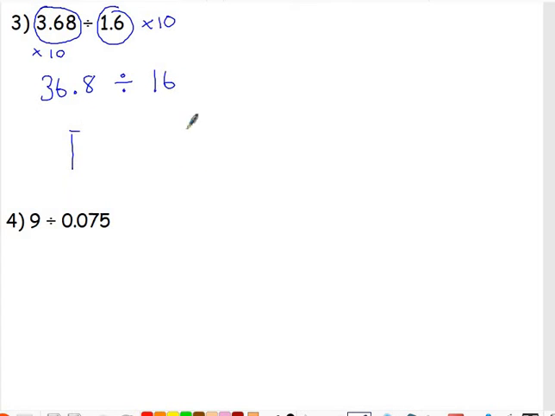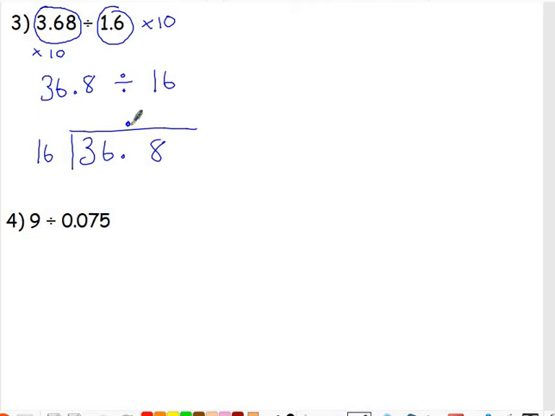Moving on to our next example. 3.68 divided by 1.6. Looking at our decimal here, this time we need to times it by 10 to make it a whole number. We do the same on the other side, times it by 10. So we end up with 36.8 divided by 16. Pop it in a bus stop, 36.8 divided by 16. Pop your decimal point straight above the decimal point in the question.